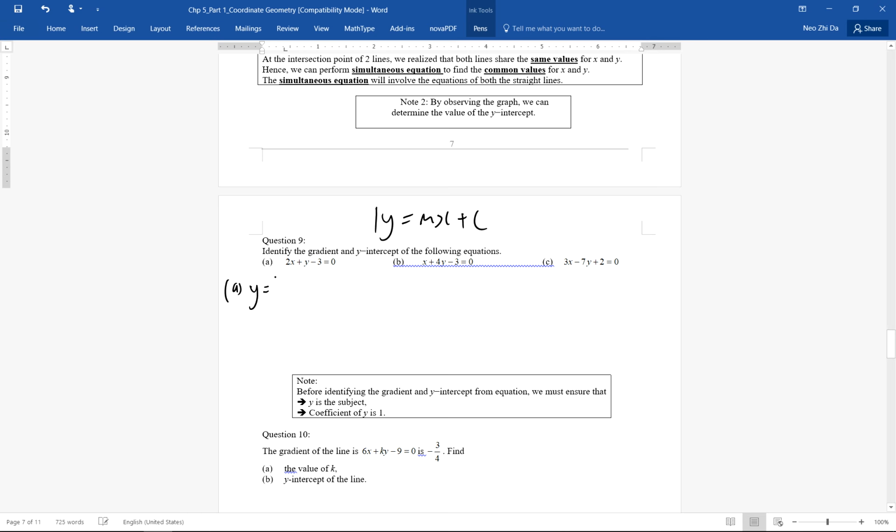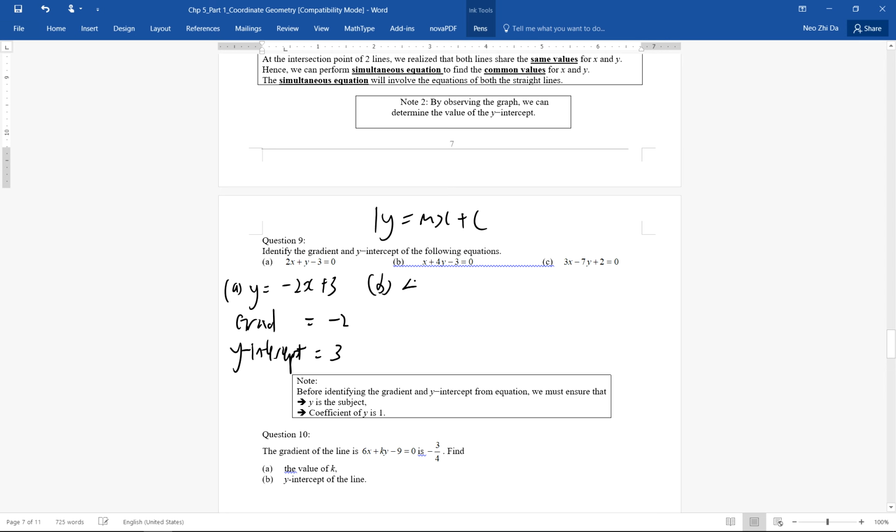So here is y equals negative 2x plus 3. Immediately, what do I want? I want your gradient and I want your y-intercept. What's your gradient? -2. What's the y-intercept? 3. Have you finished B and C? If you haven't finished, go and do it now. Pause the video first. If you have finished, then pay attention here.